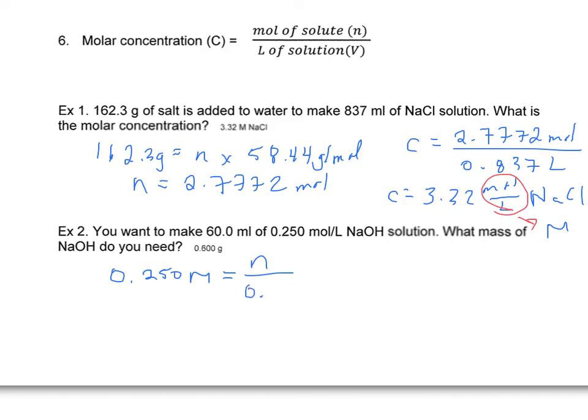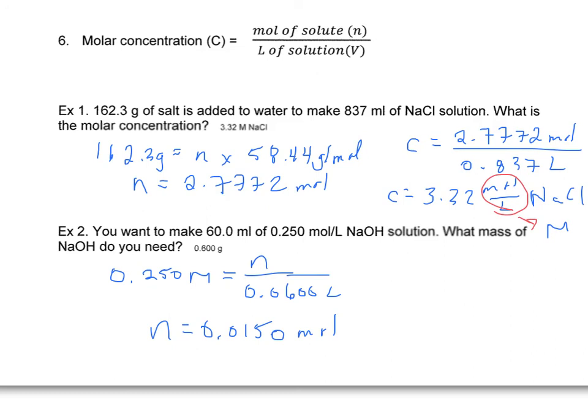It becomes 0.0600. I rearrange for little n, I get 0.015. Now my calculator cuts the number off there, but if you notice, I should still carry on with 3 sig digs. So I add a 0 onto the end of my number.